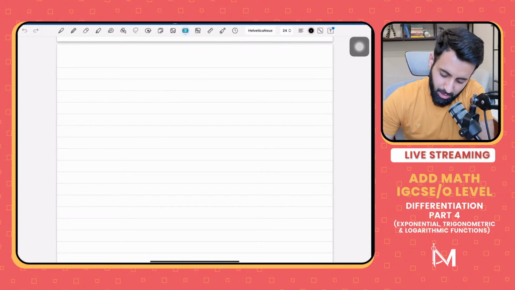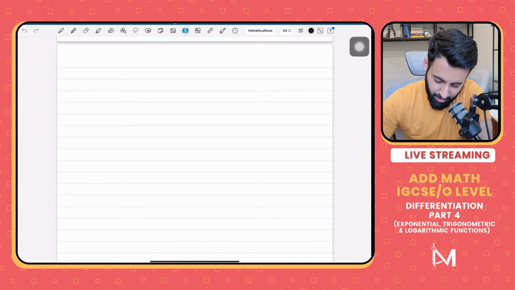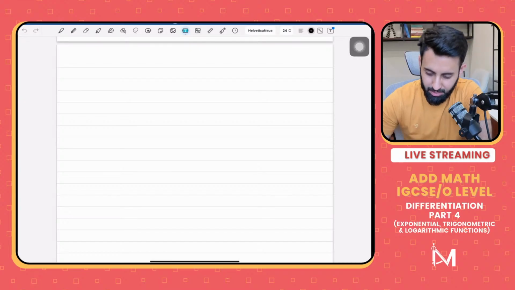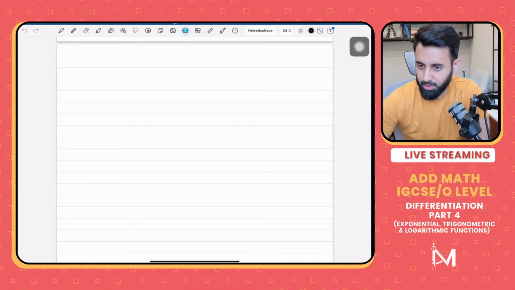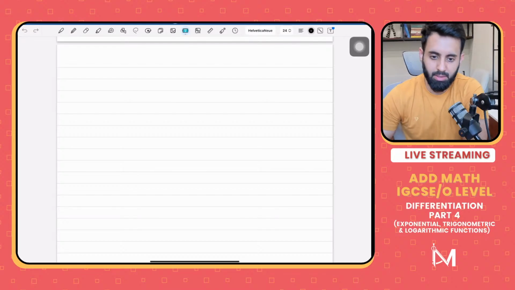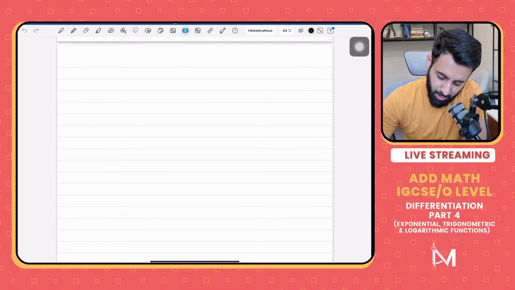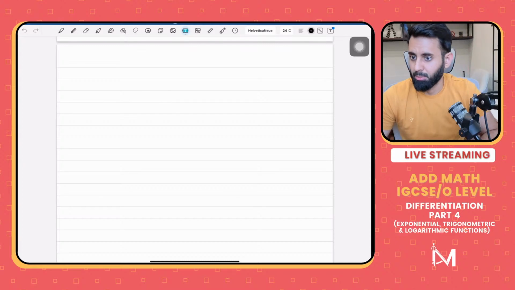Okay, so let's say that you have y is equals to e raised to the power 2x and you're asked to differentiate this. So how will you differentiate this? Now the way that you differentiate exponential functions is very easy. First you write the function as it is, okay, and then you multiply it by the differential of the power. So what will be the differential of 2x? The differential of 2x will simply be 2, so that means dy by dx is equals to 2e raised to the power 2x.